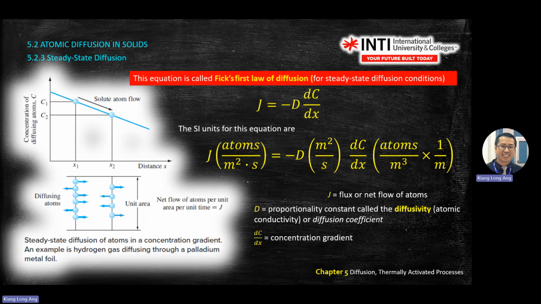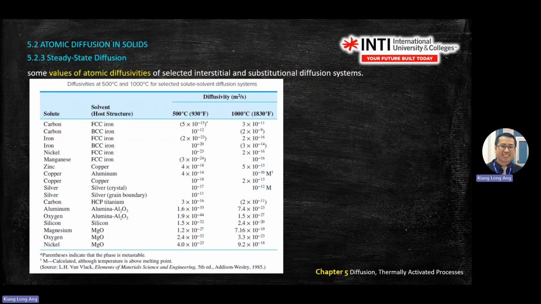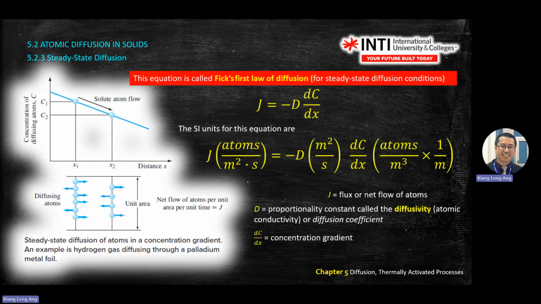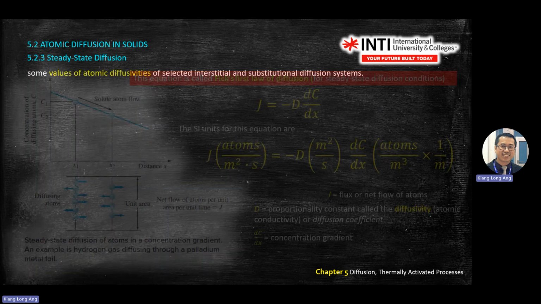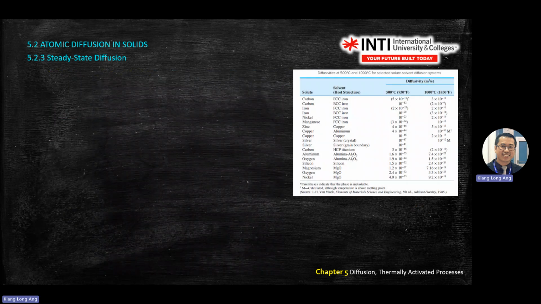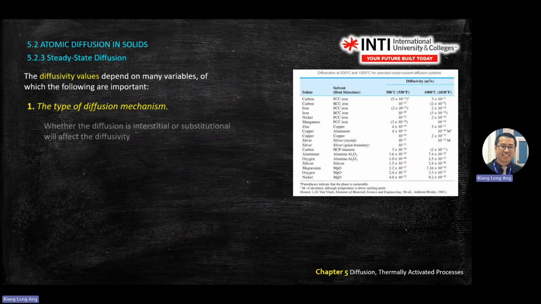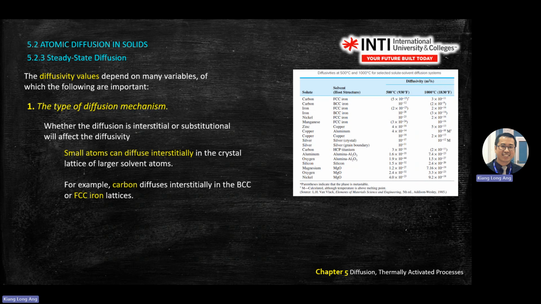J equals minus D dC over dx. So we have the diffusion D value. I only need to highlight the negative sign in the calculation. The value is 10 to the power negative something, and the diffusion gradient is negative. Remember to put the negative in the calculations. So there are a few factors you need to consider when you calculate Fick's law.